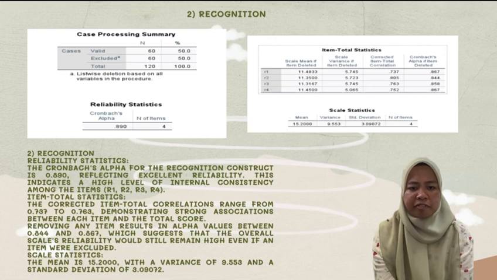Removing any item results in an alpha value between 0.844 and 0.867, which suggests the overall scale reliability would still remain high even if an item were excluded. Scale statistic: the mean is 15.2000, with a variance of 9.553 and a standard deviation of 3.09072.